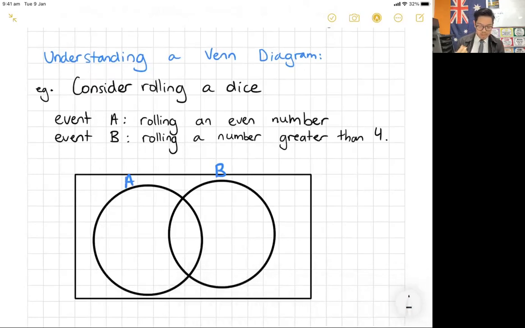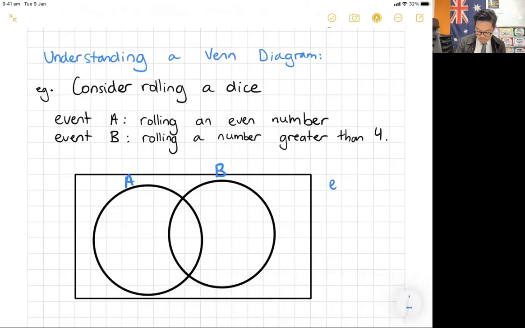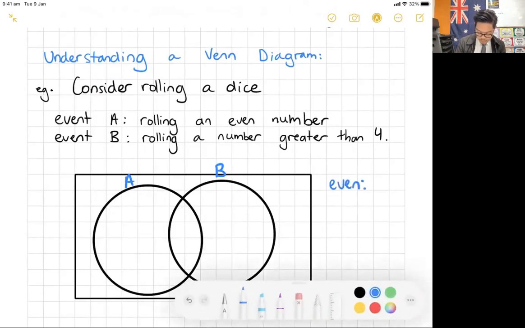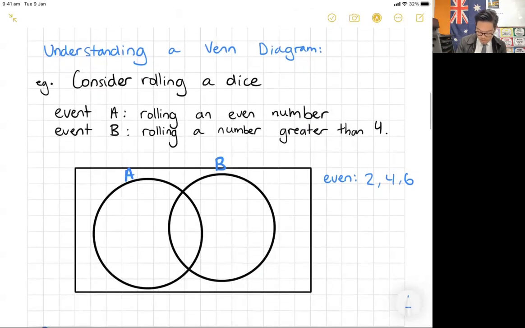Now, if I roll an even number, what are my even numbers? Let me write this on the side here. My even numbers are 2, 4, and 6. That makes sense. Now, if I roll a number greater than 4, that would be 5 and 6. We don't count 4 because 4 is not greater than 4. So we just have those two numbers.